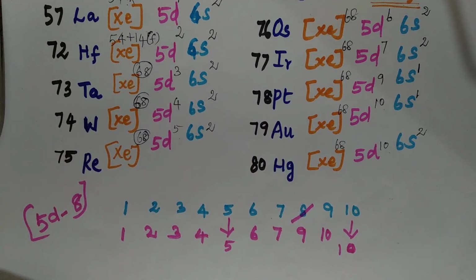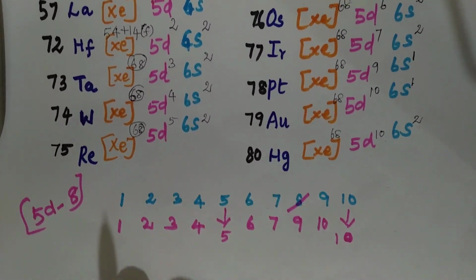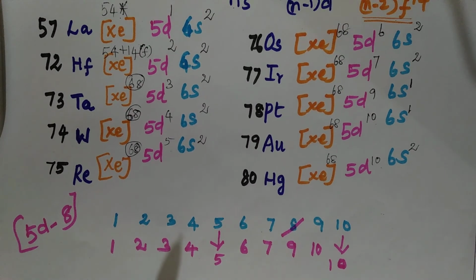Okay. Thank you, children. Hope you have understood. We have completed our 5D block elements also. In the next video, we'll go with the actinoids. These are all lanthanoids. We will go for actinoids, that is F block elements. This is how to write. We will write. Thank you.